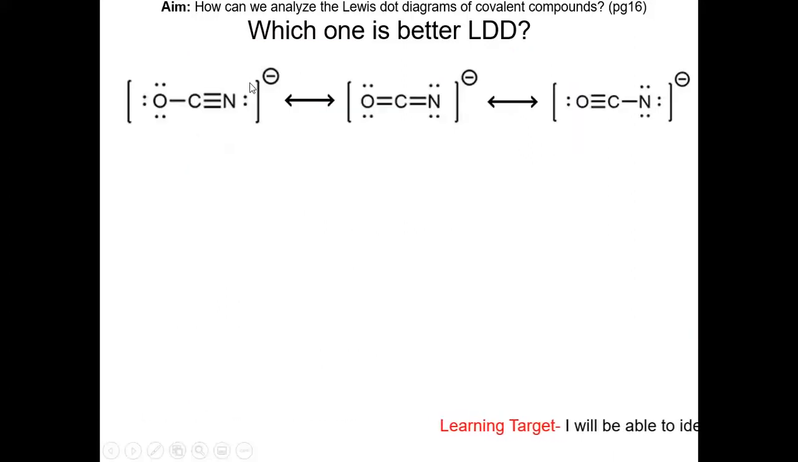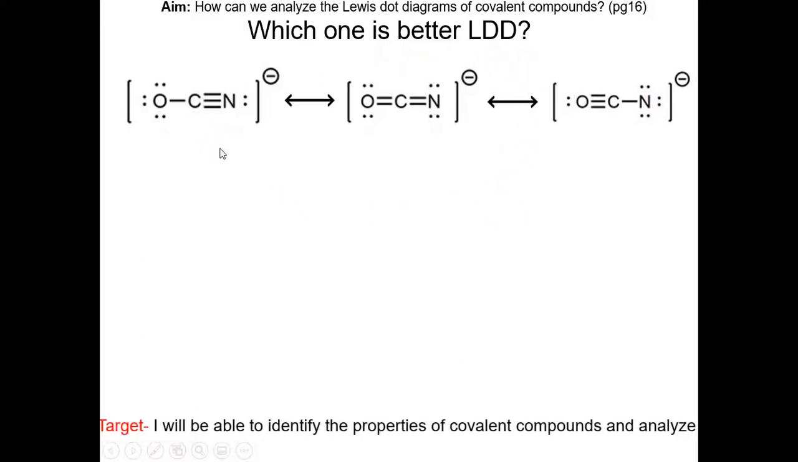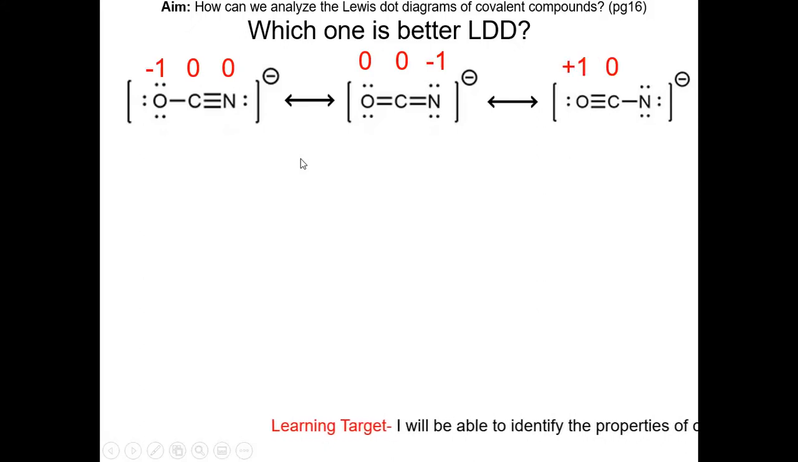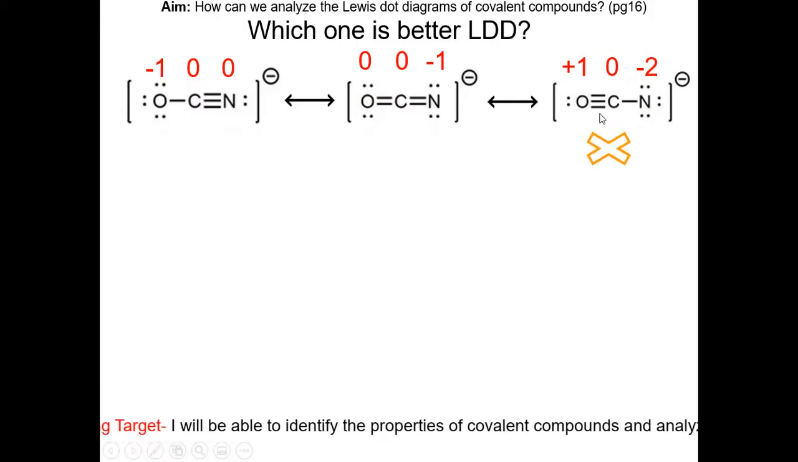Let's do another example. Here we have OCN. Notice that each possible Lewis dot diagram follows the octet rule. So which one is the better Lewis dot diagram? First we have to figure out the formal charge of each atom. Take a moment to do that. Here are the formal charges of each atom. By looking at the formal charges, we can see that the third Lewis structure is the worst out of the three. So on the exam, you can pick either one, it'll be fine.